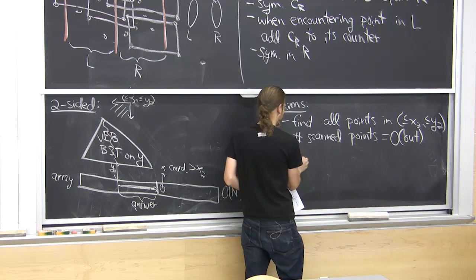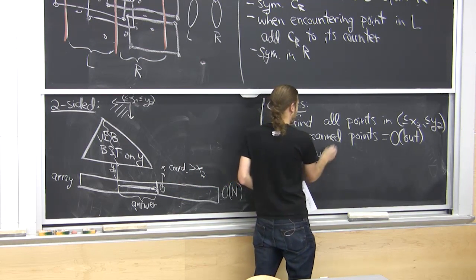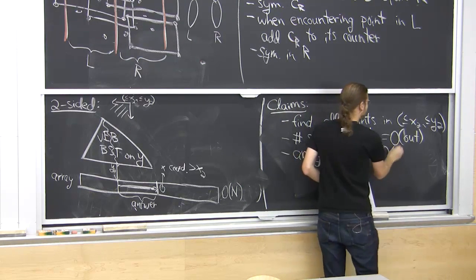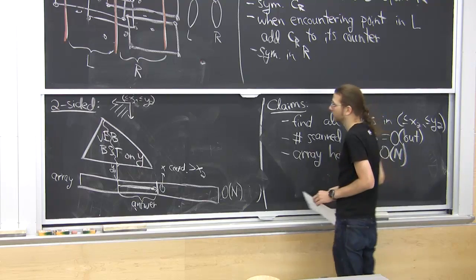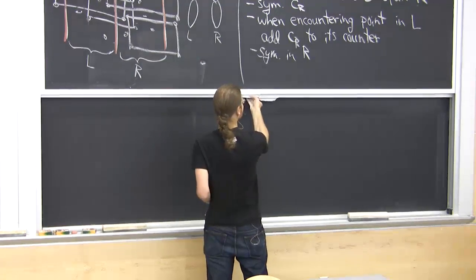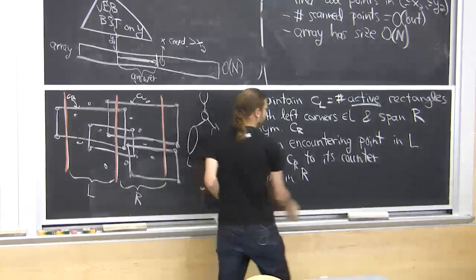And the other thing is that the array has size order n. That's sort of the biggest surprise to me. So those are the three things we need to prove about the algorithm, which I will now tell you.